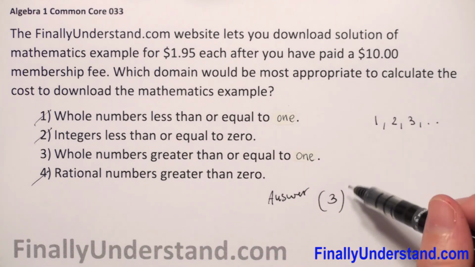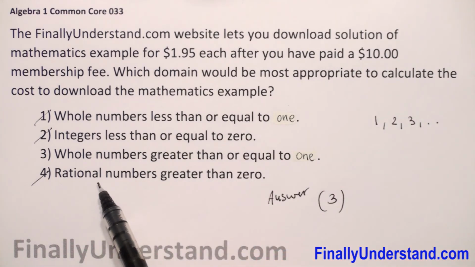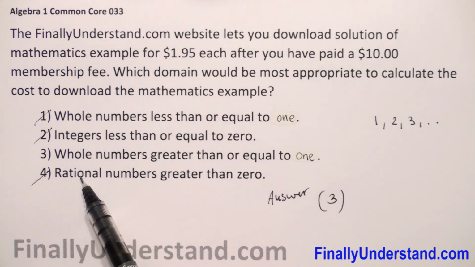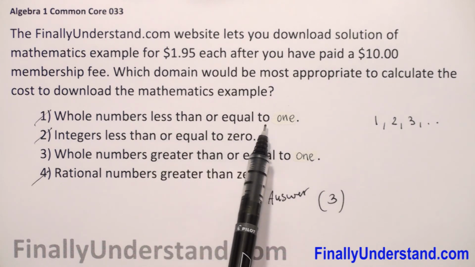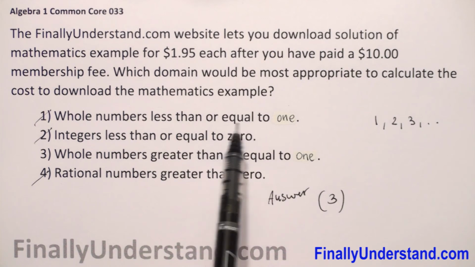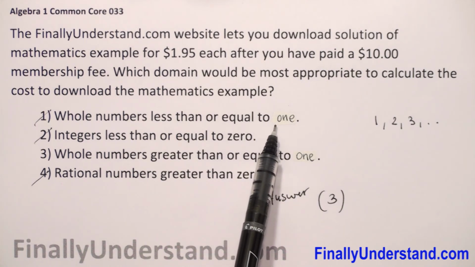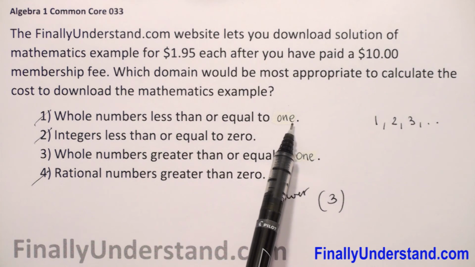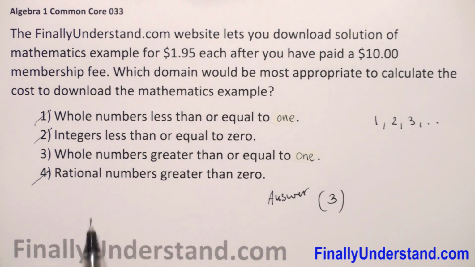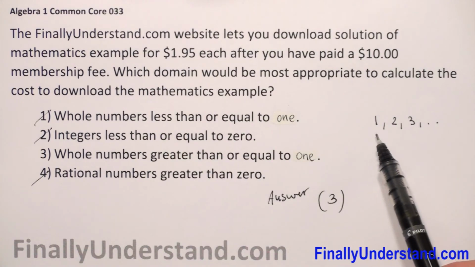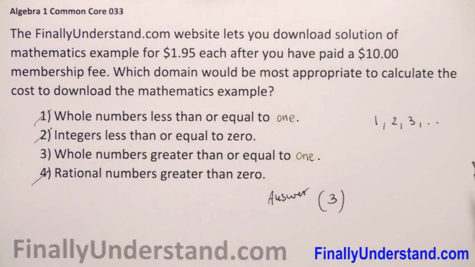One more time, because we cannot have 1/2 of the example, the fourth statement is not true. The first and second, less than or equal to 0, we cannot have negative 1 example. We have 1 example. Or whole numbers less than or equal to 1, so it will be only 1 example, but we can buy 3, 4, 5 examples. So it cannot be the first statement also. Only the third includes these numbers 1, 2, 3, 4, and so on. So this is the solution to our problem.